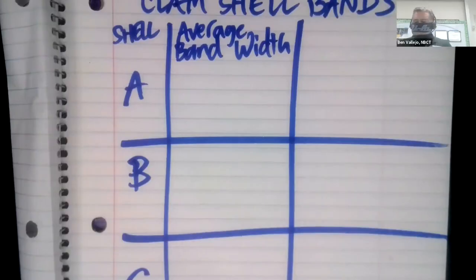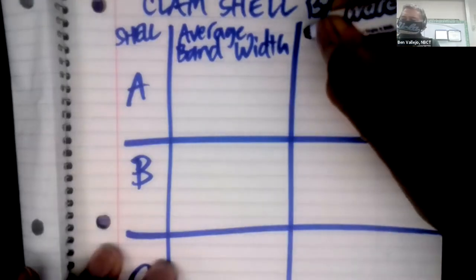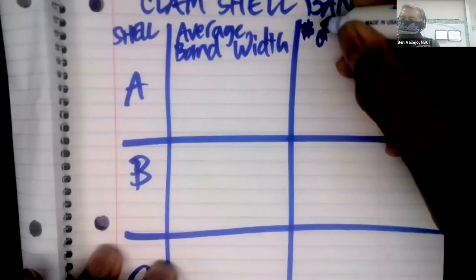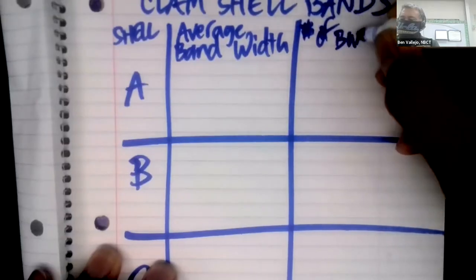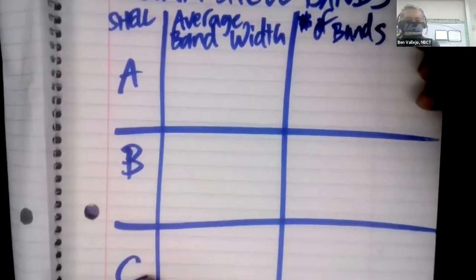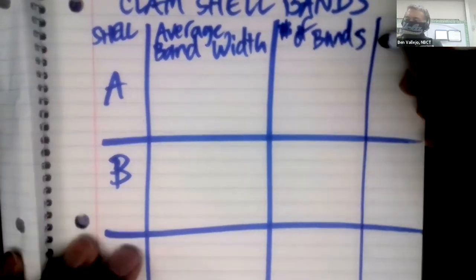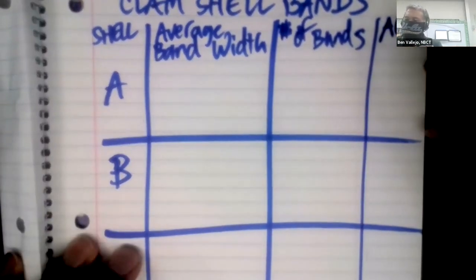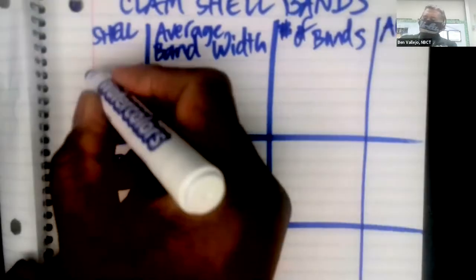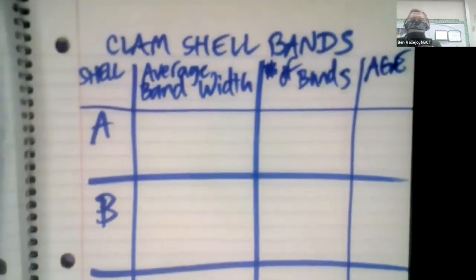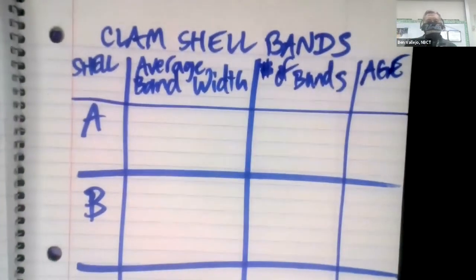Okay, I'm also going to count the number of bands. So there's a number sign, number of bands, and I put that over here like this. And then we'll say age of the clam. It'd be like that. All right, so that's what my data table looks like.